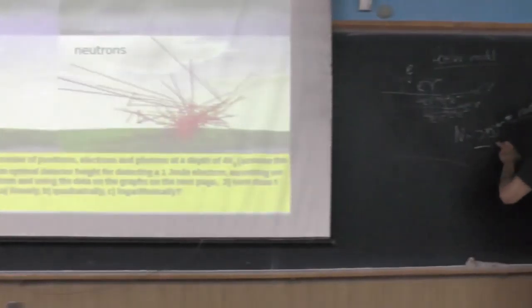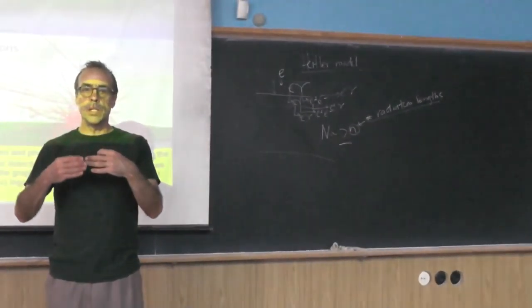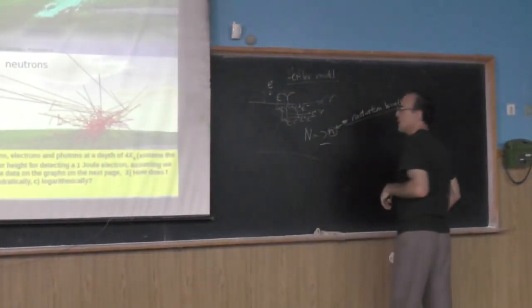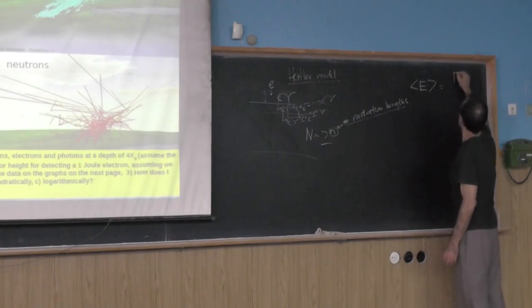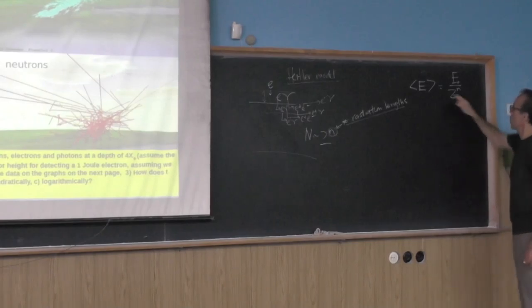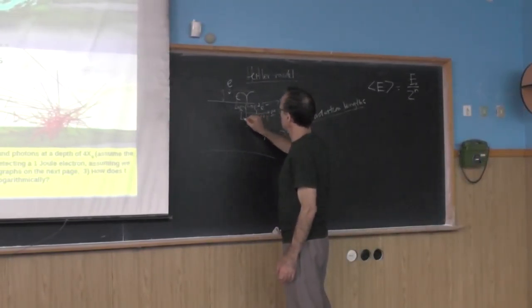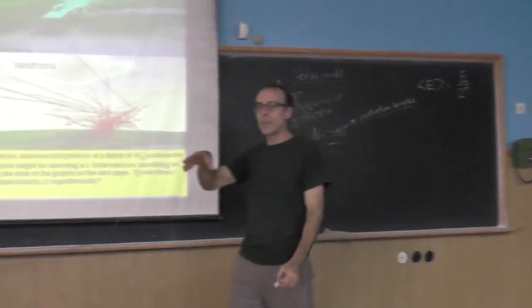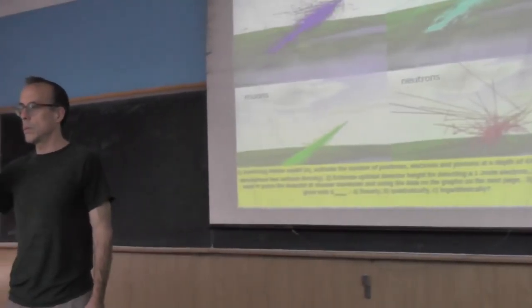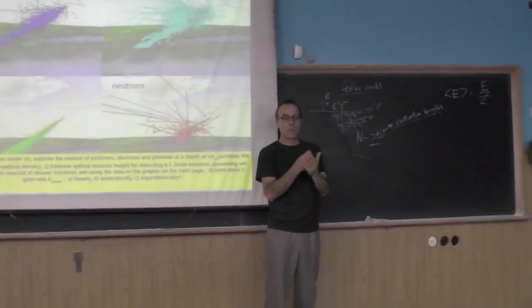So for instance, I can do the following. I can ask, as the shower is developing, the average energy of all the particles is decreasing, and at some point the average energy, E, which is just equal to E0 over 2 to the n, becomes small enough that the energy losses through bremsstrahlung become smaller than the energy losses through ionization. And perhaps you know what that point is called. So as the shower is developing, there's a point where the losses due to bremsstrahlung become smaller than the losses due to electrons that are ionizing atoms.